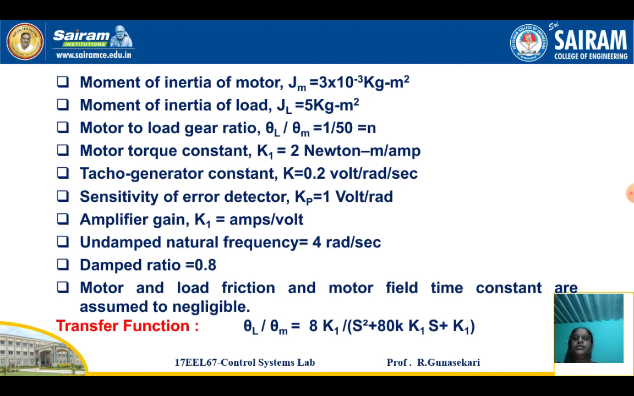Tacho generator constant K is equal to 0.2 volt per radian per second. Sensitivity of error detector Kp is equal to 1 volt per radian. Amplifier gain K1 is equal to amps per ohm. Undamped natural frequency is equal to 4 radian per second. Damping ratio is equal to 0.8. Motor and load friction and motor field time constant are assumed to be negligible.